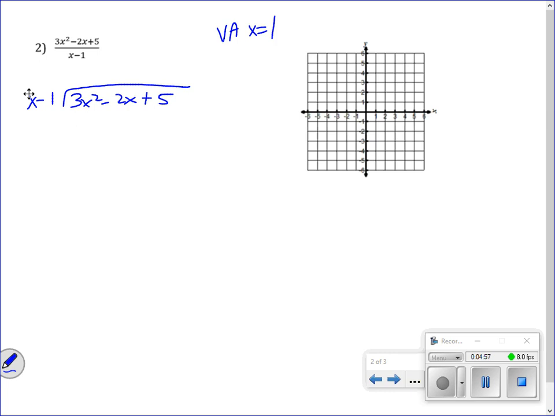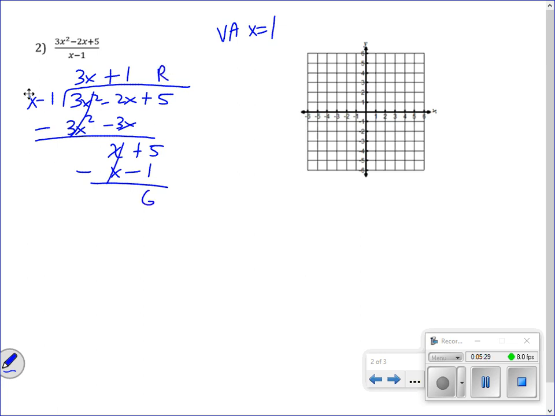So x to 3x squared, I'd have to put a 3x right here. Then I multiply 3x times x, I get 3x squared, and 3x times negative 1, I get negative 3x. Draw a line, subtract. Negative 2x plus 3x gets me x, and then bring down my plus 5. To get x to look like x, I just multiply by 1. So 1 times that, I get x minus 1. Subtract, these go away, 5 minus negative 1 is 6. So this remainder is 6.